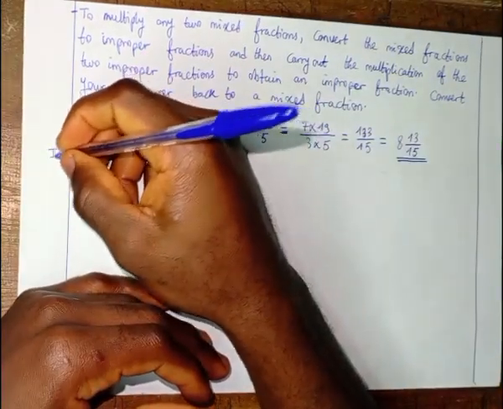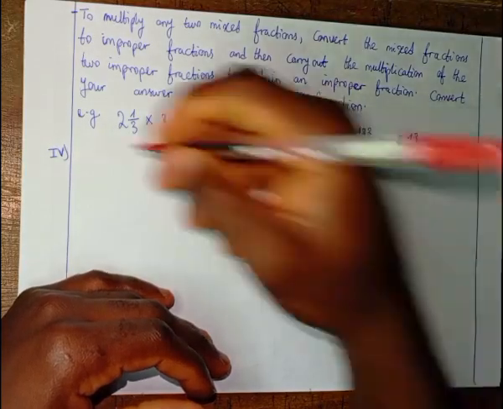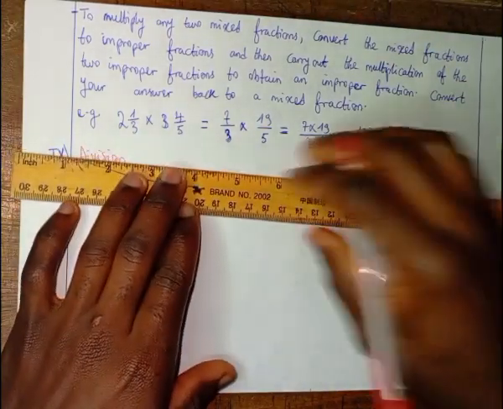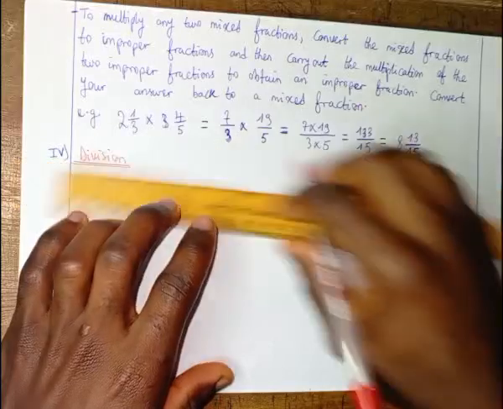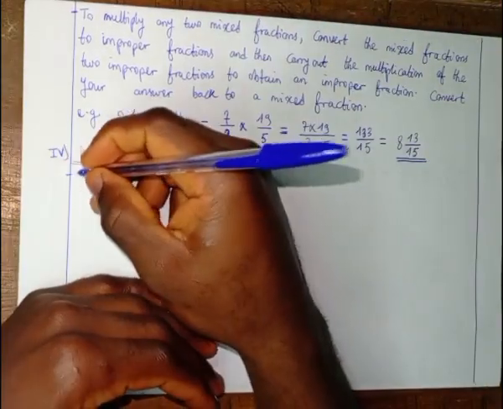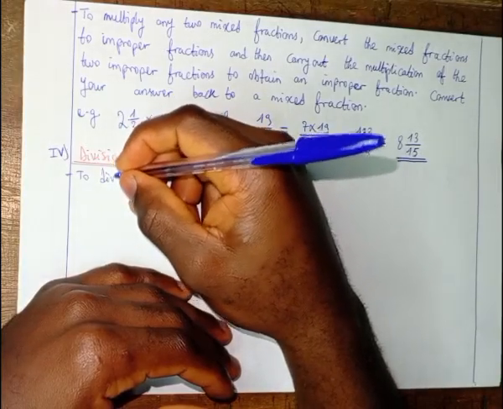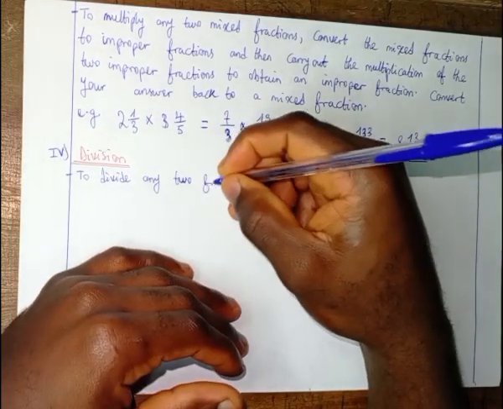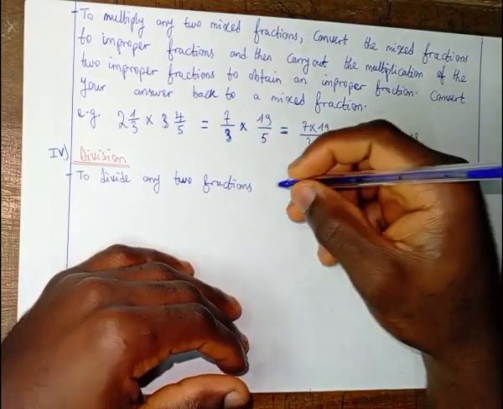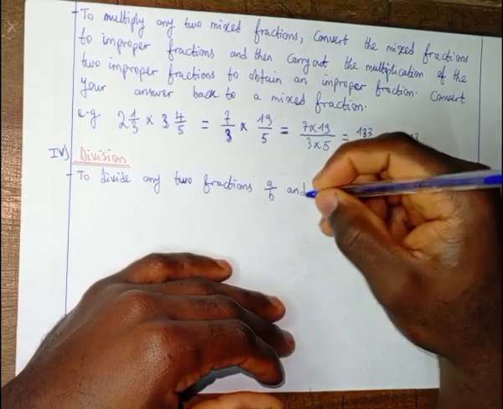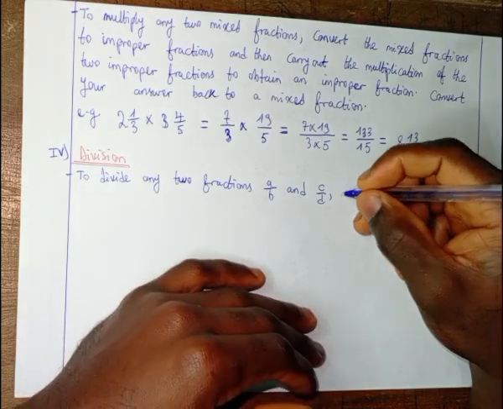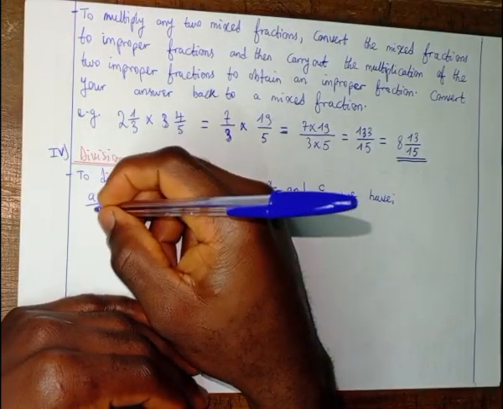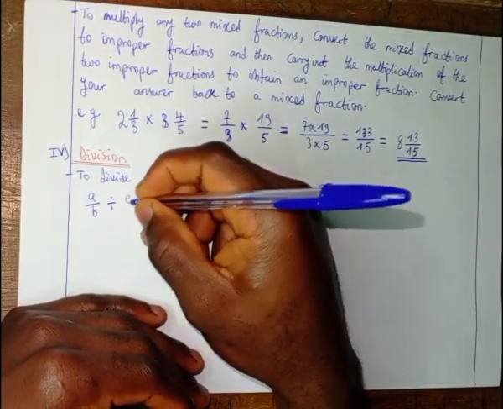We go now to IV, which is division. We take the first step to divide any two fractions, any two vulgar fractions, A over B and C over D, we have A over B divided by C over D.